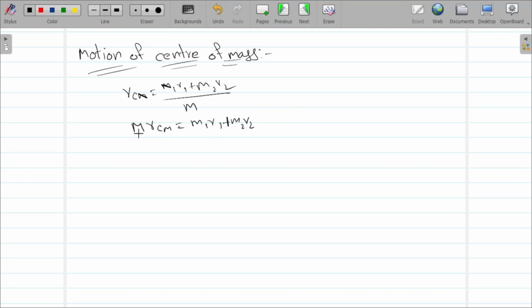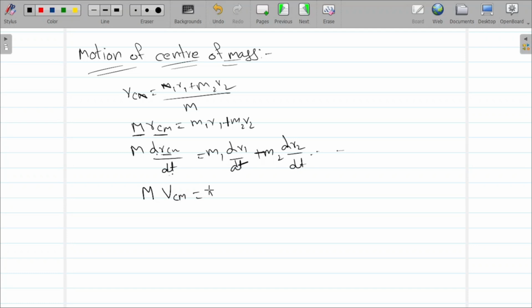Now differentiate it. Even if we differentiate, mass remains constant; only distance changes. So M dRCM by dt equals m1 dr1 by dt plus m2 dr2 by dt and so on. Here the mass M is constant, and dRCM by dt, the change of displacement with respect to time, the rate of change of displacement, is called the velocity of center of mass. So M vCM equals m1 v1 plus m2 v2 and so on. Got it? This is about simple mass.